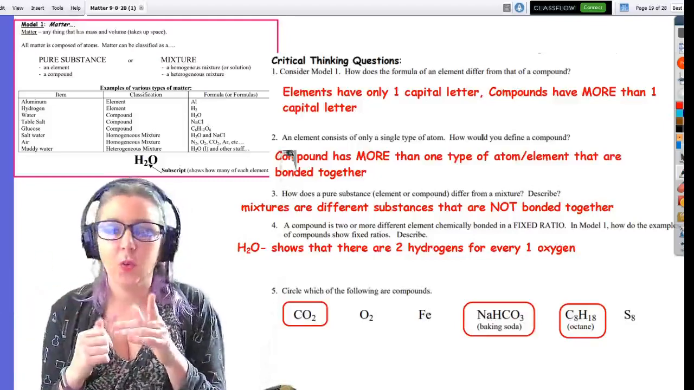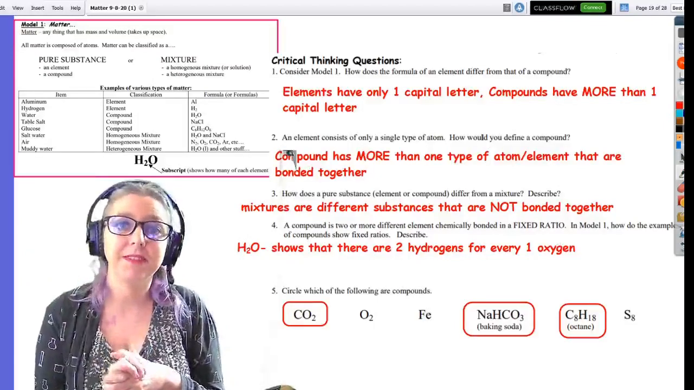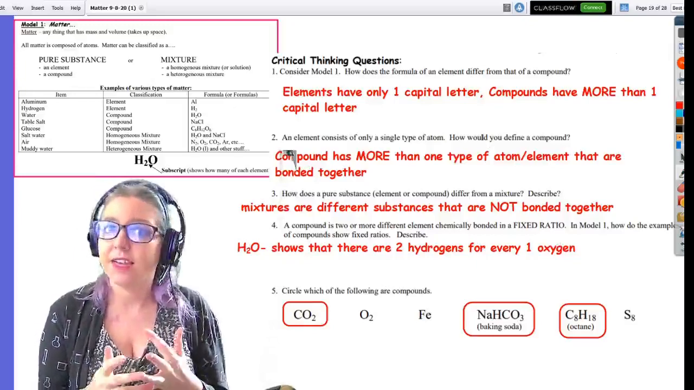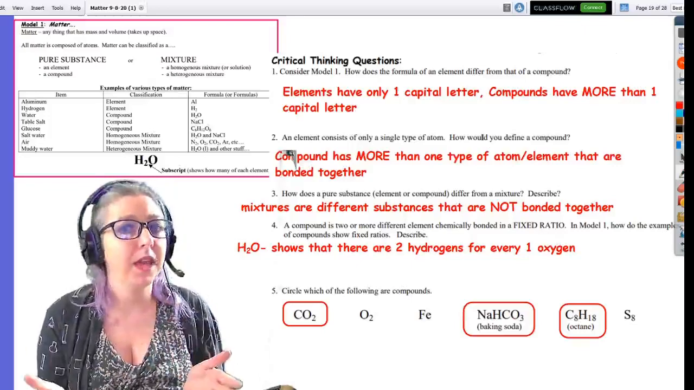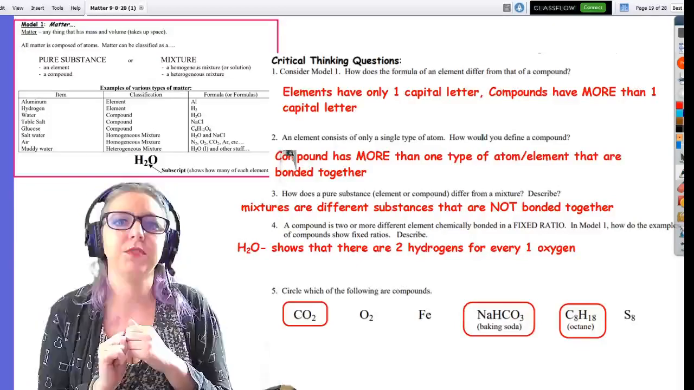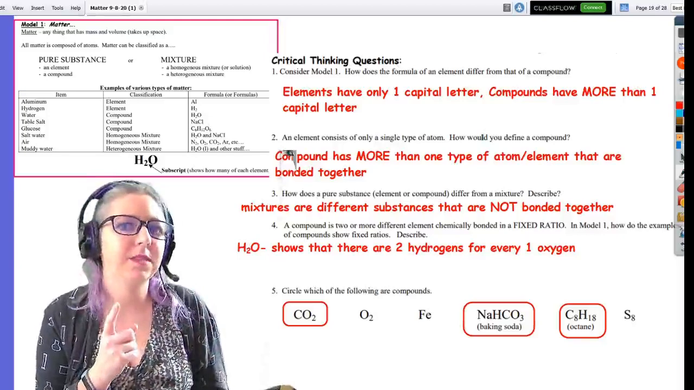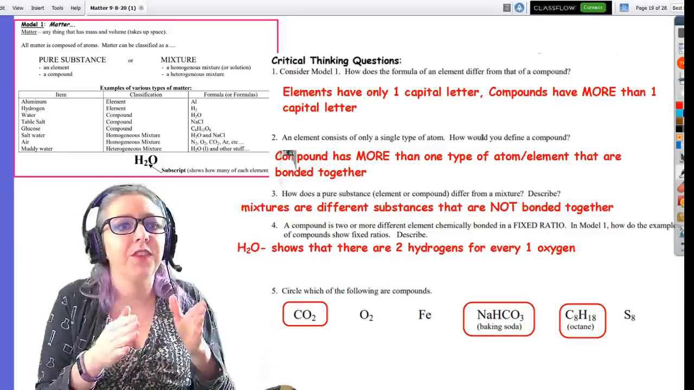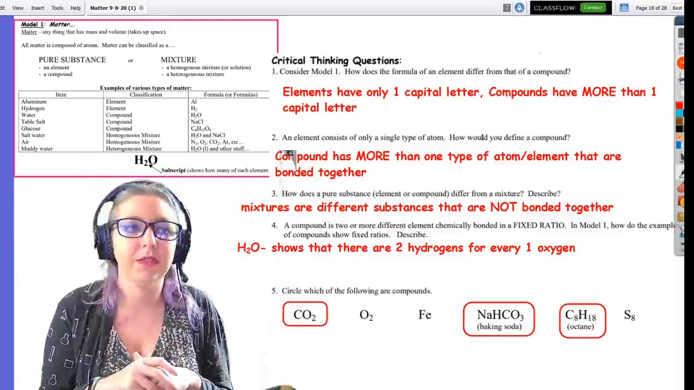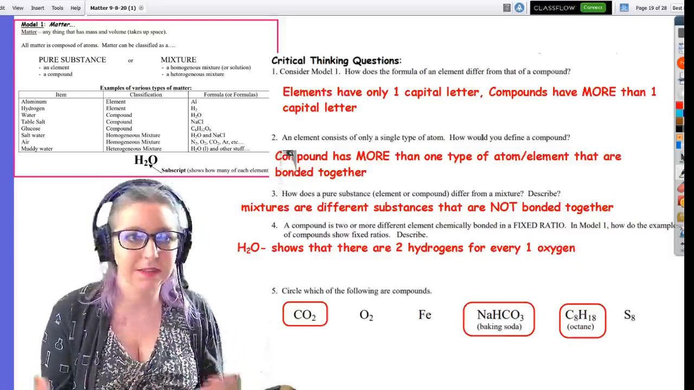NaHCO3, nacho. That is definitely a compound. I have 4 different elements in that one compound. And then C8H18, octane. Again, I've got more than one capital letter, so it's a compound. Another thing is I have 2 different subscripts on that. Each atom can only have one subscript attached to it. So the fact that there's an 8 and an 18 on that tells us that we're dealing with a compound. And then S8 is still just one element.